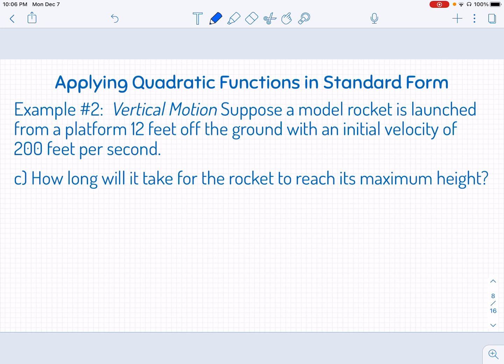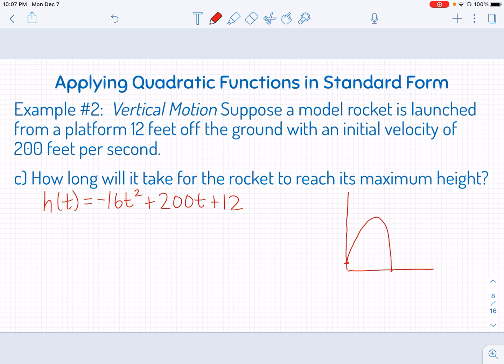So we're still using that same equation that we wrote in part A, h of t equals negative 16 t squared plus 200 t plus 12. This question says, how long will it take for the rocket to reach its maximum height? So sometimes it's a good idea to sketch a picture. You could have earlier, but if you know it's launched from 12 feet, we know it's going to go up and come back down.